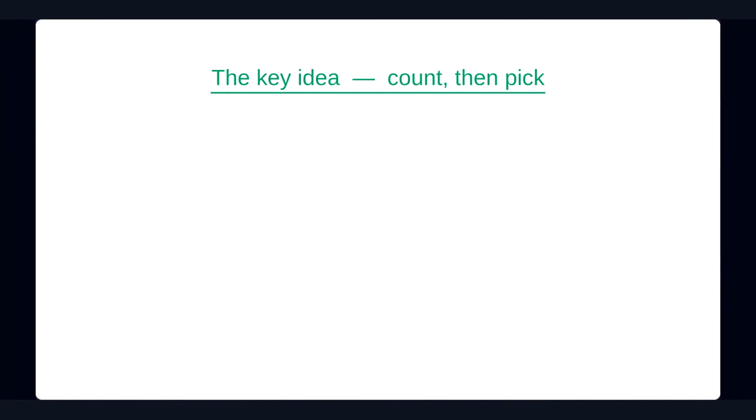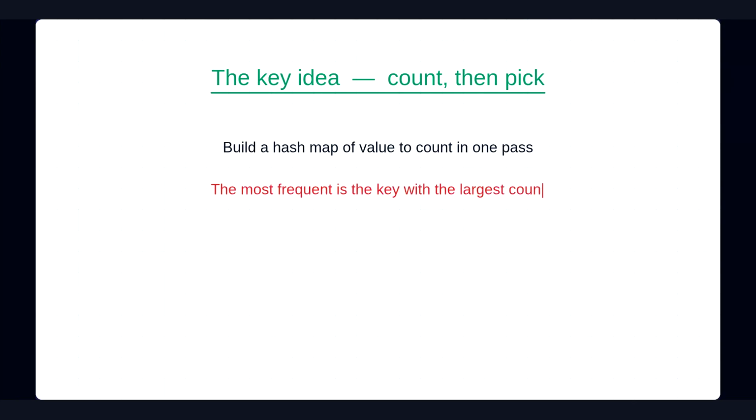We do this in 2 easy stages. First, we build a hash map from each value to how many times it appears, walking the array once. Because a hash map updates a count in order 1 time, this pass is quick. Then we simply look through the counts and pick the value with the biggest count for the most frequent, and the value with the smallest count for least frequent. The counting does the hard work. Choosing the winners is easy.